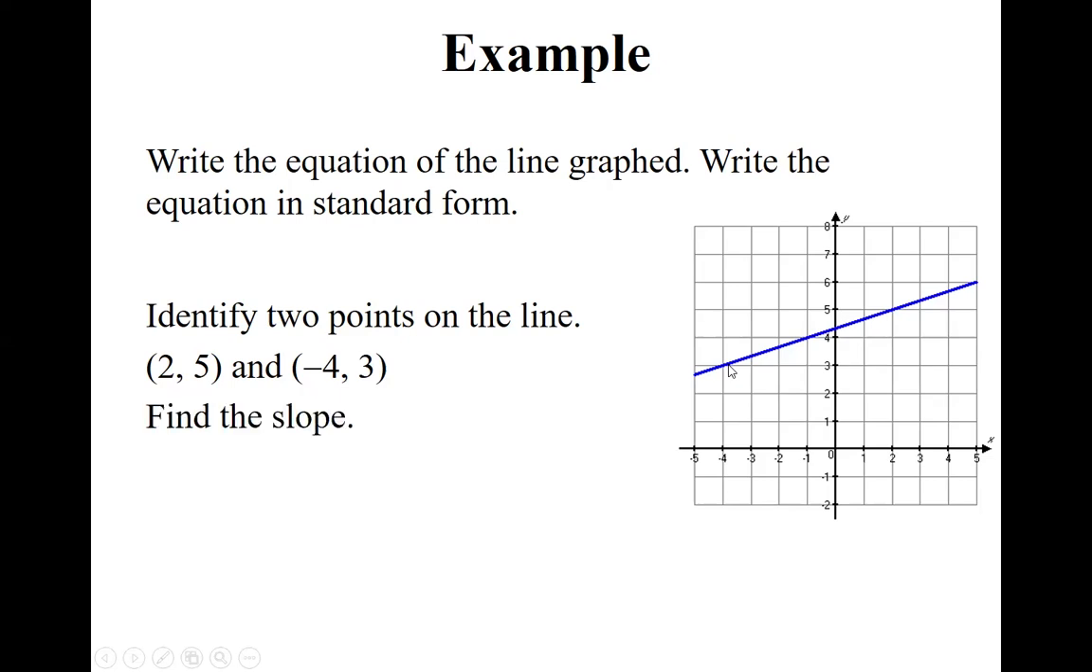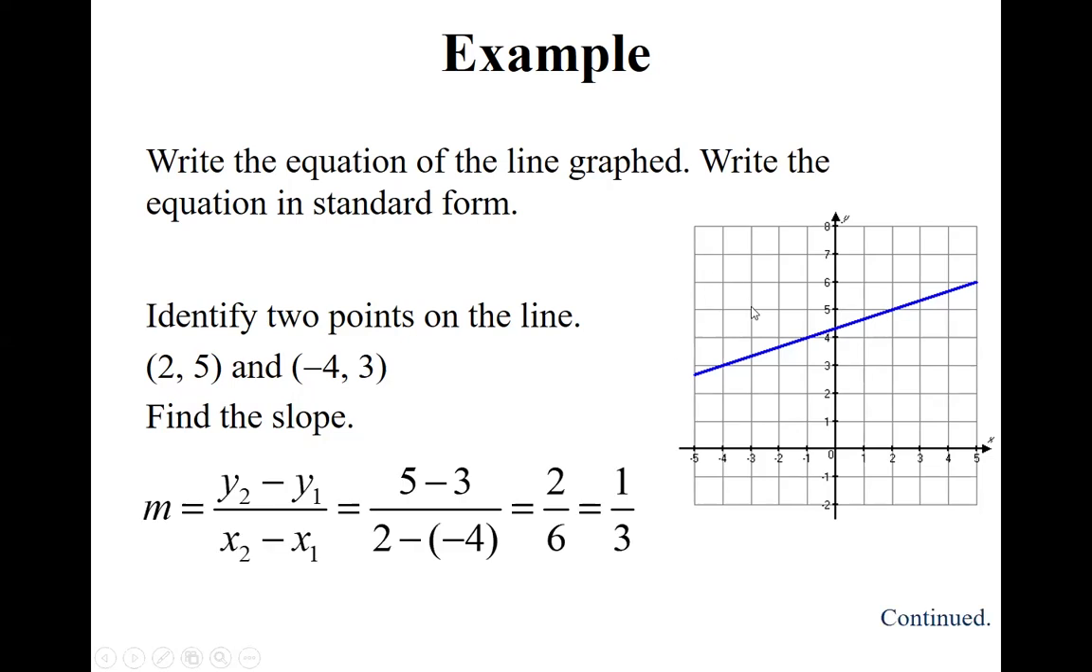Let's find the slope. We use the slope formula. Plug in y2 and y1, subtract. Plug in x2 and x1, 2 and -4, subtract those. 5 minus 3 is 2. 2 minus -4 is 2 plus 4, which is 6. And then 2/6 reduces to 1/3.